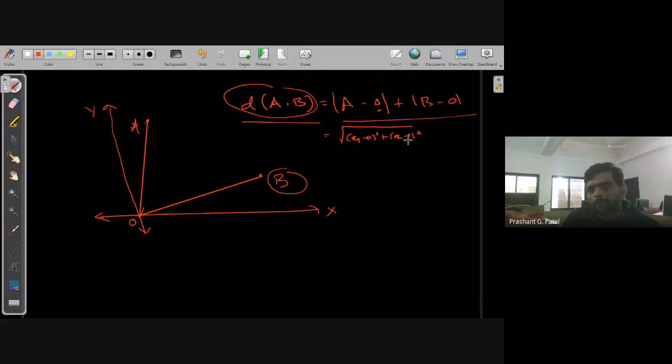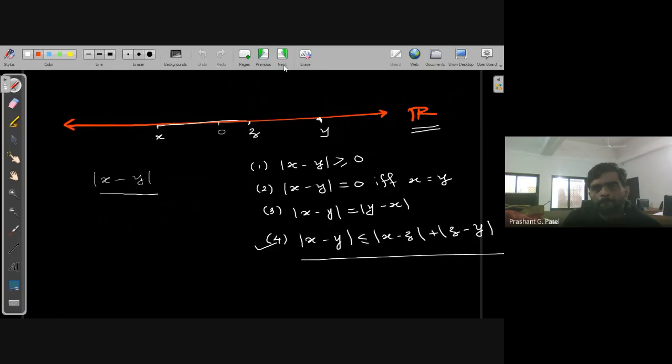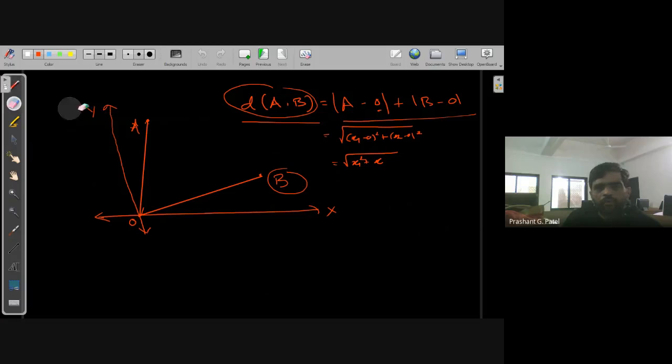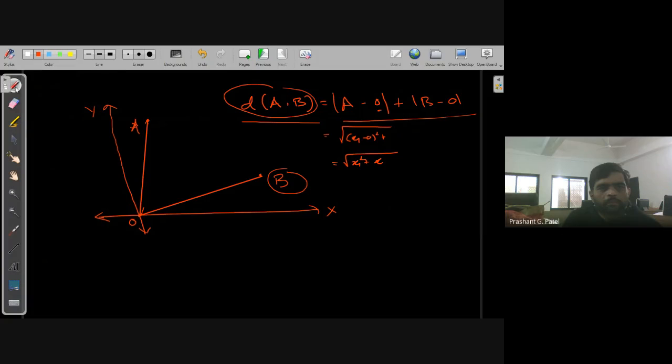Okay. So what is this? It is the square root of x1 square plus, I will denote x1 y1. So it is y1, not x2. So it is (y1 minus 0) square. So it is x1 square plus y1 square, and for this one it is x2 square plus y2 square. So it is defined like this.